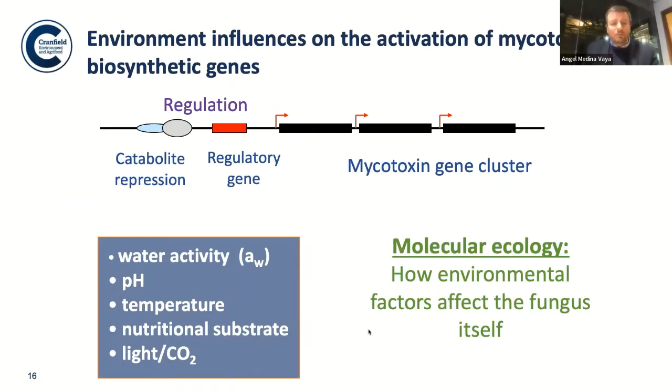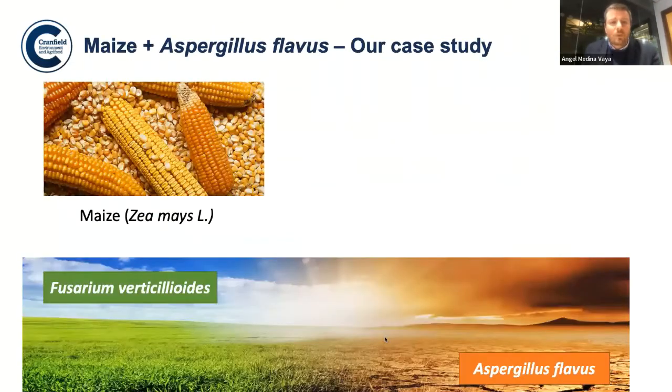So now let's focus a bit more. Now that we are all on the same page and you know what I'm mainly going to be talking about, let's see what food we are going to be talking about. We are going to be talking today about maize and a fungus called Aspergillus flavus. Why maize and Aspergillus flavus?